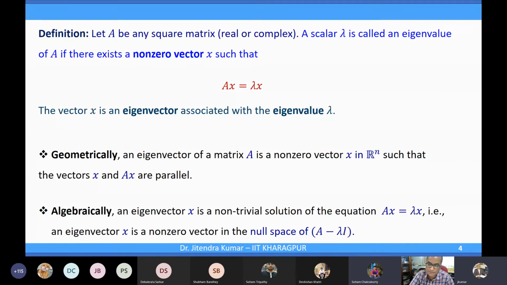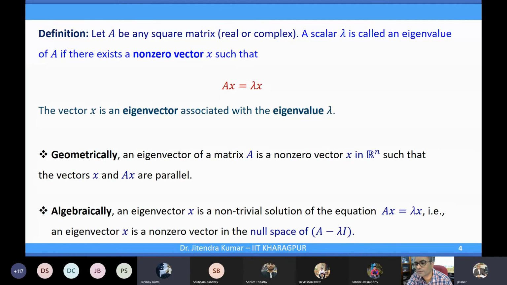Can lambda be negative? Yes, of course. They will just be parallel, so they can be in the other direction. The magnitude may be different. The only condition is that Ax and lambda x will be parallel to each other. So there would be no rotation of the vector, just the direction would remain the same, along the same line. Is that the concept?